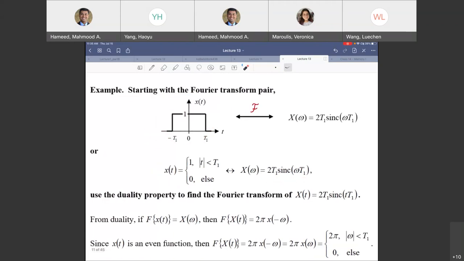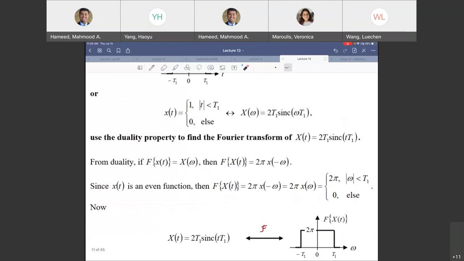Now, we are going to use duality to find the Fourier transform of a new signal, cap x of t, which is 2t1 sinc t1. You see what we are doing here? We are replacing this guy with t, we are replacing this guy with t. We want to find out the Fourier transform of that signal. So what would that be? Well, from duality, if the Fourier transform of x of t is x of omega, then the Fourier transform of cap x of t is 2 pi small x of minus omega. That was the concept of duality.